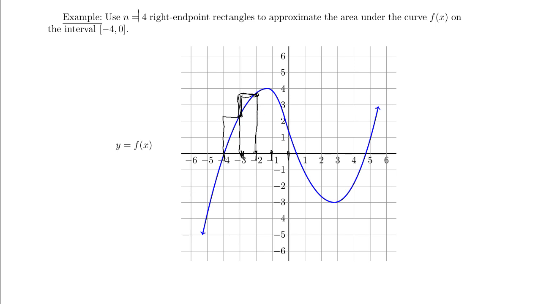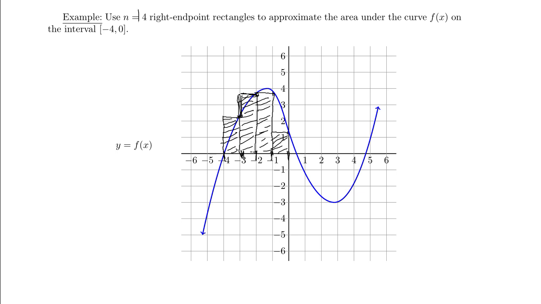Okay, rectangle 3 between x equals -2 and x equals -1. Now my right endpoint is at x equals -1. So my height is going to be determined there. And between x equals -1 and 0, my right endpoint is at x equals 0. And so that's going to determine my height. So shading this all in, the area of these 4 rectangles will approximate the area under the curve.